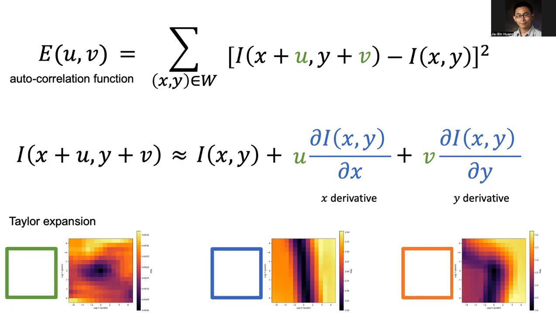Now you can see my u and v is outside of this function, so it becomes easier. So now I can just plug this into this equation. Then you'll find that I(x,y) and this I(x,y) cancel out. So if I move this in, it will look like this.